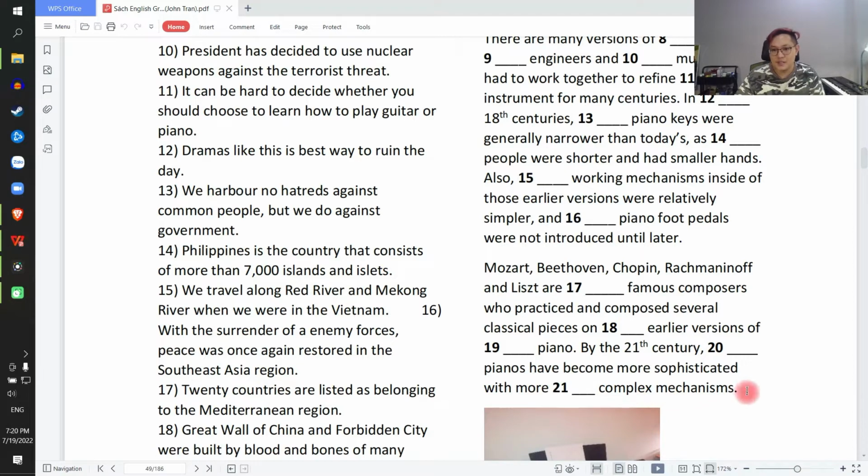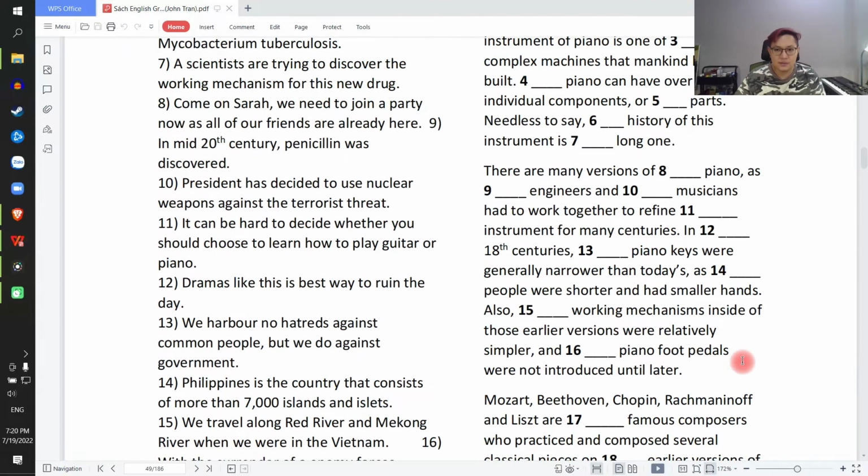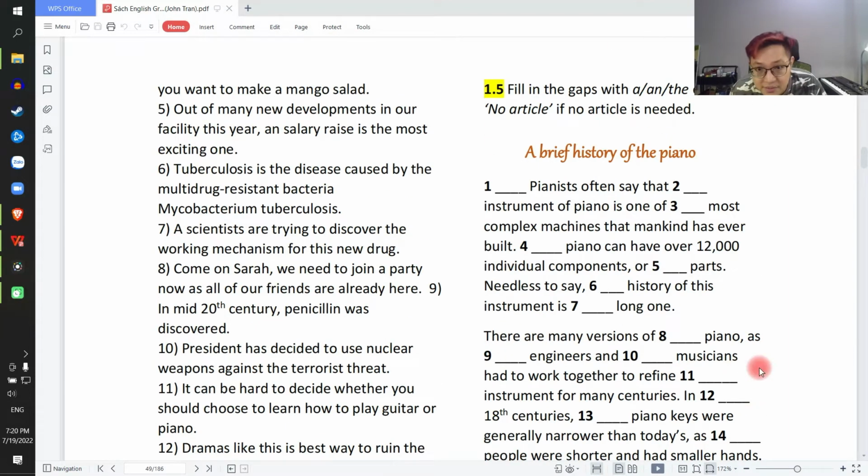They didn't specify what complex mechanism, right? So it's just complex mechanism in general. Cái chỗ này nó không có specify, nó không có nói rõ ra được là những cái cơ chế hoạt động phức tạp nào, nó chỉ nói chung vậy thôi. Cho nên số 21 này không có mạo từ và nó có số nhiều nè. Ok. Với những cái complex mechanism. Alright, so that's the brief history of the piano.